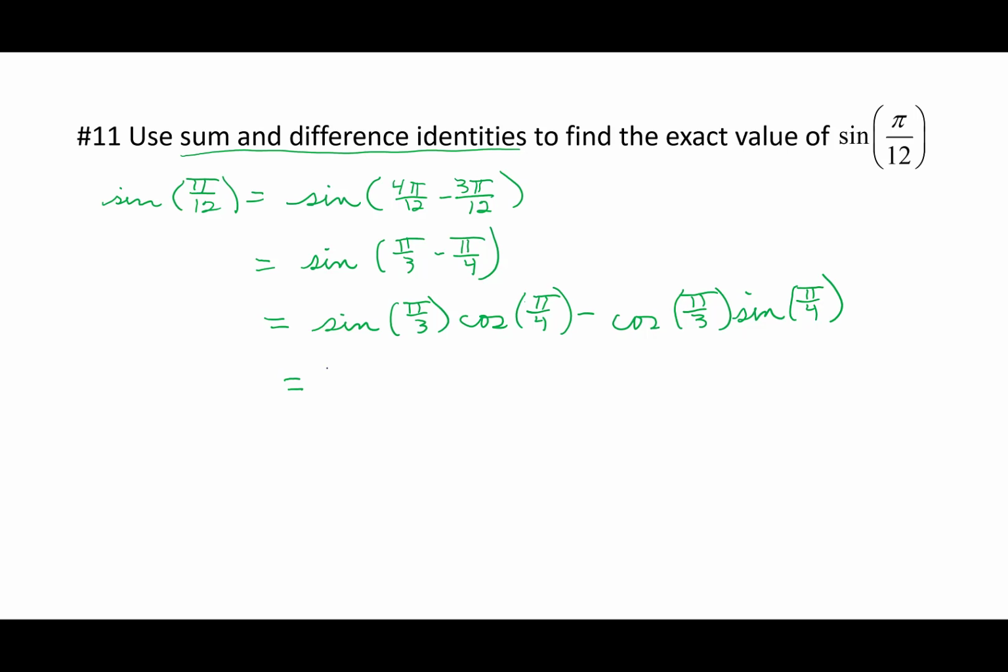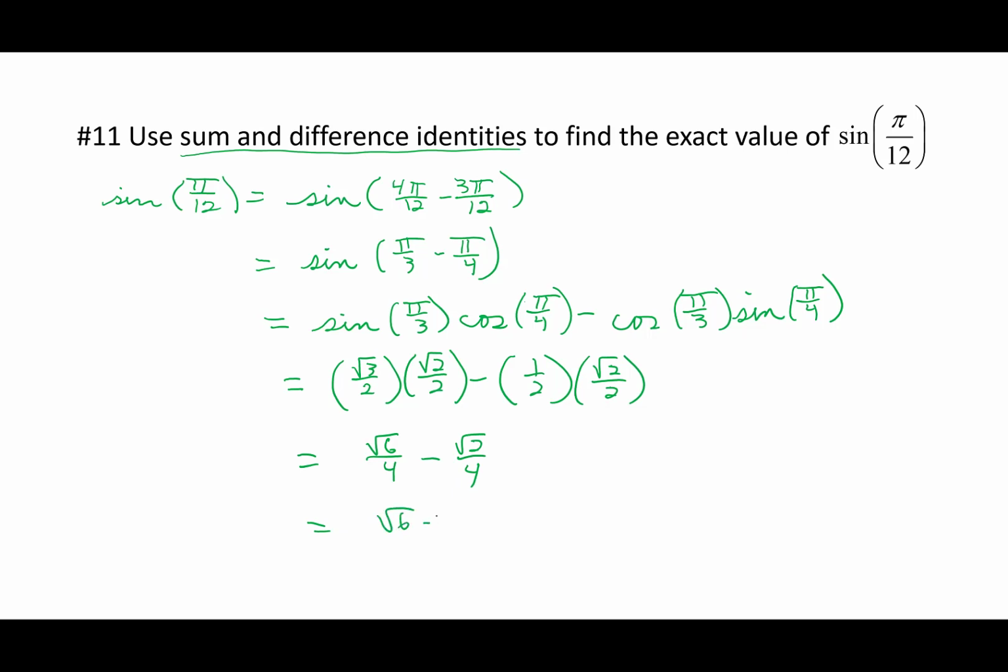Okay, and we should know what all those are. The sine of pi thirds is square root of 3 over 2. The cosine of pi fourths is square root of 2 over 2. The cosine of pi thirds is 1/2. The sine of pi fourths is square root of 2 over 2. And so we end up with square root of 6 over 4 minus square root of 2 over 4. We can write that as one fraction, square root of 6 minus square root of 2, all over 4. Okay, and we have it.